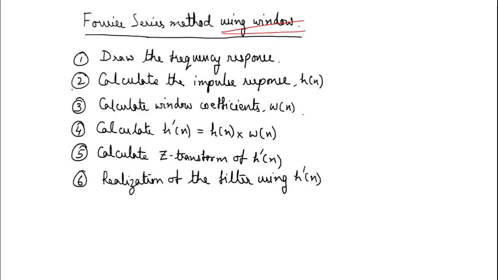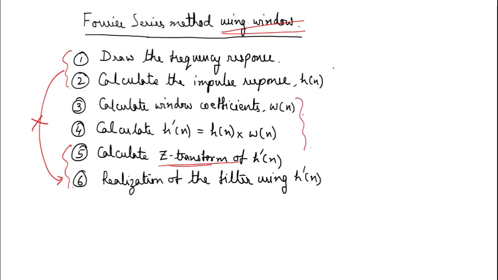So here you will find that some of the steps are common. The first two steps are common. First we have to draw the frequency response, then we have to calculate the impulse response. In the previous case, we were directly jumping to calculate the Z transform, and then we were realizing the filter. Here we will not directly jump into this step. However, there are two intermediary steps.